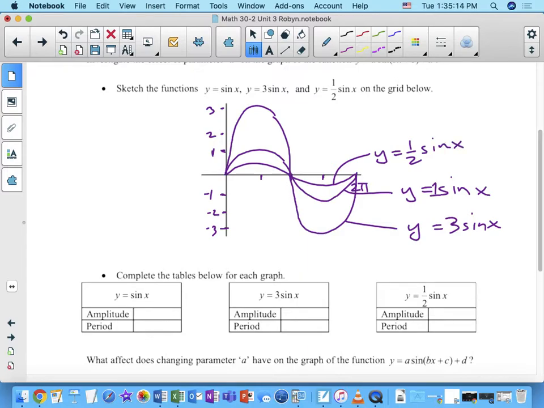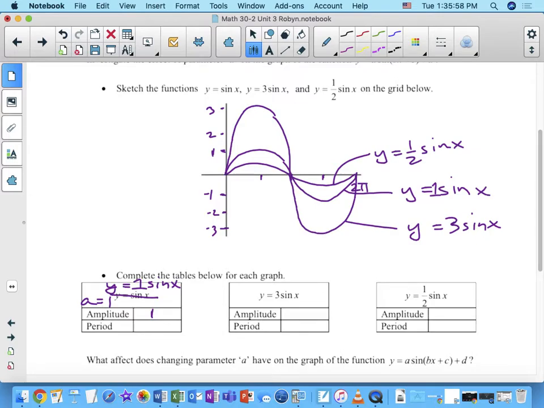Again, I'm going to cross this out because I want to be very explicit here. y equals sine x is the same as y equals 1 sine x. What is the a value here? Almost like a coefficient of sine x. It's 1, yeah. So here, a equals 1. What's the amplitude of y equals 1 sine x? 1. That's right.